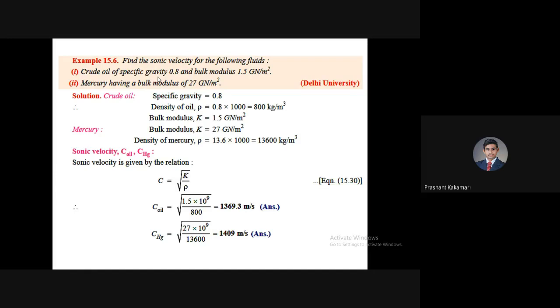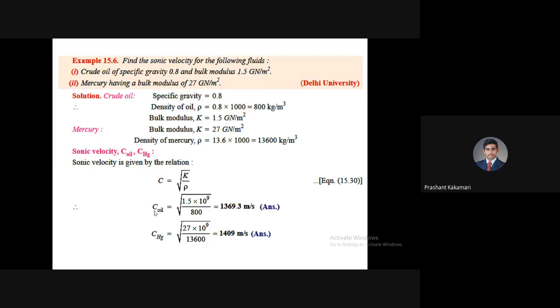I hope you are understanding. Specific gravity is given as 0.8. From this one can find the density of the oil, or the density of the mercury, which is required for this formula. The bulk modulus is given directly in giga Newton per meter square, 1.5 giga Newton per meter square for the oil. You can see which bulk modulus is higher, and how the speed of sound will change depending on that, we'll see in the problem.